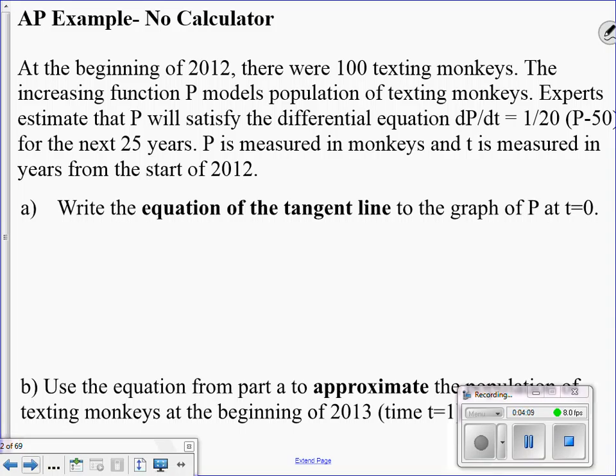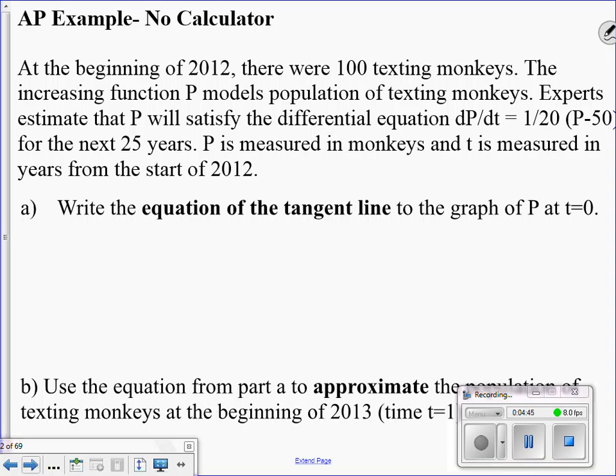So anyway, at the beginning of 2012, there were 100 texting monkeys. Perhaps you know a few. The increasing function P models the population of texting monkeys. Experts estimate that P will satisfy the differential equation dP/dt equals 1/20 times the quantity P minus 50 for the next 25 years. P is measured in monkeys, and t is measured in years from the start of 2012.